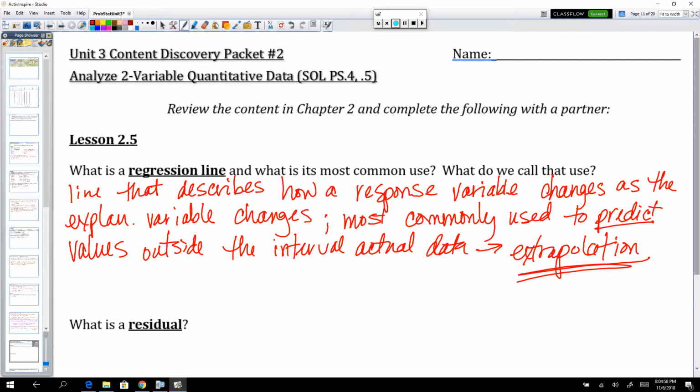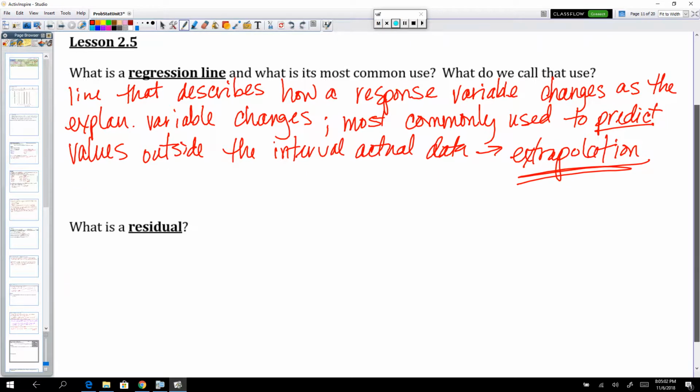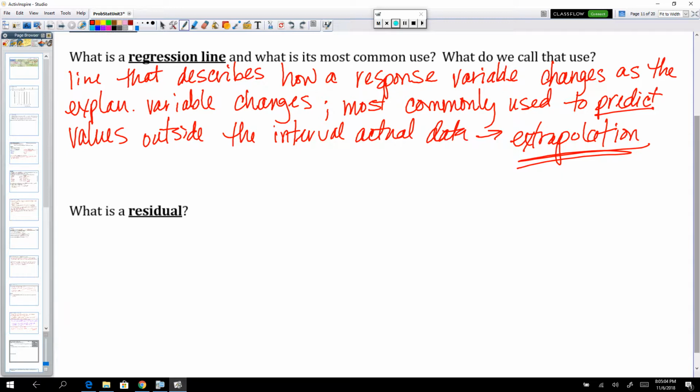Now keep in mind, the further away from the original data you extrapolate, the less we feel good about that extrapolation and that prediction. So extrapolating a little bit outside the original data range is probably good. If we go too far, we might get a little less sure about our results.